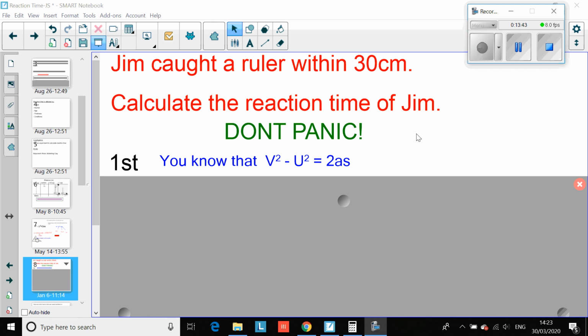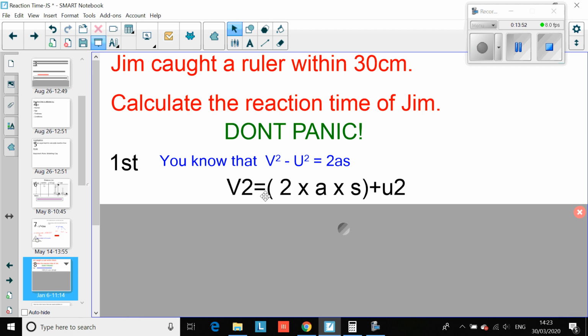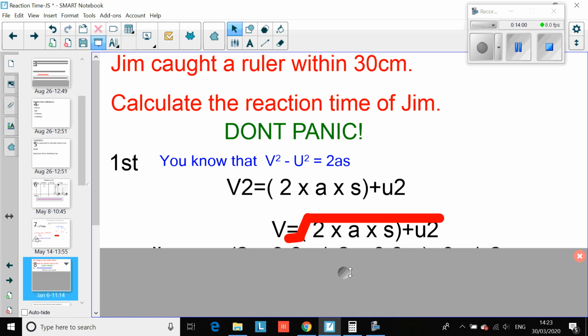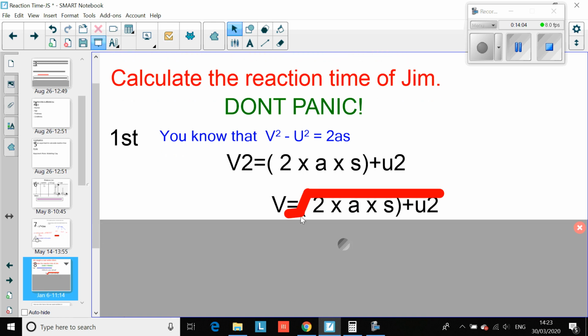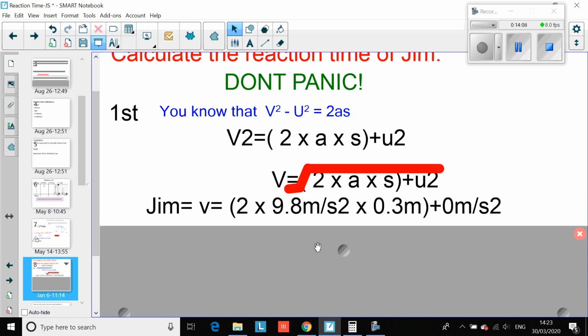Okay, so we know that v squared minus u squared equals 2as. And again, that's one of the equations that you were given. So we rearrange it to v squared equals 2as add u squared. Okay, now a couple of things we know. Once we've got v squared, we then need to square root the whole thing. Okay, so how do we actually go about doing this?